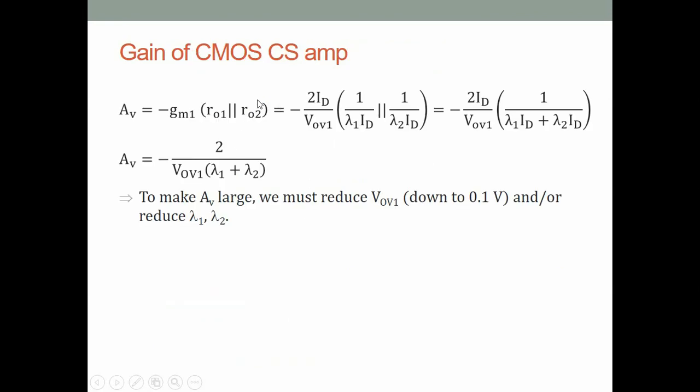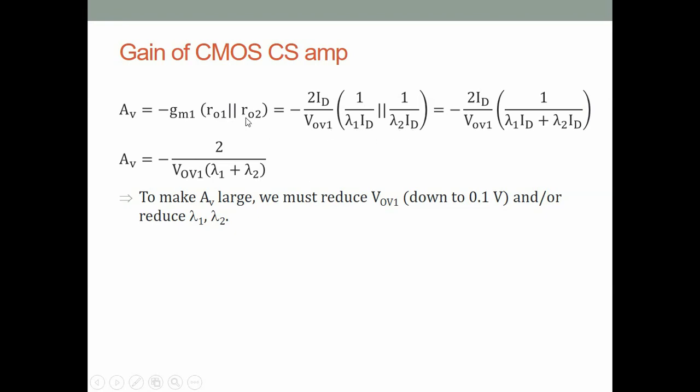Alright, let us do some mathematics here. So minus gm1 (ro1 parallel ro2). gm1 is 2ID over VOV1 for the NMOS. ro is 1 over lambda ID, so 1 over lambda1 ID, 1 over lambda2 ID. The drain current is the same in both transistors, so we simply write ID. Now this 1 over lambda1 ID is the resistance, so the conductance of the ro is lambda1 ID and lambda2 ID.